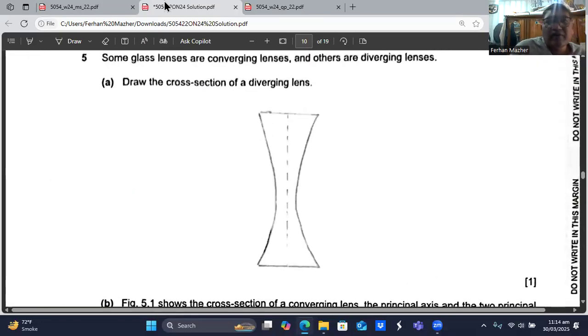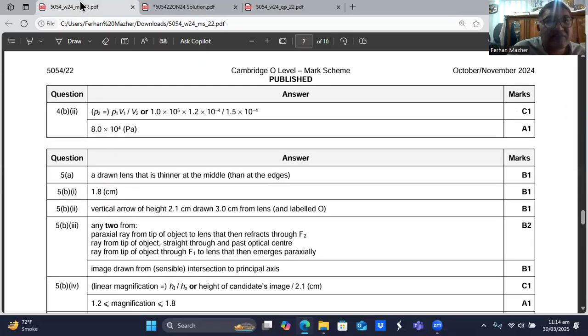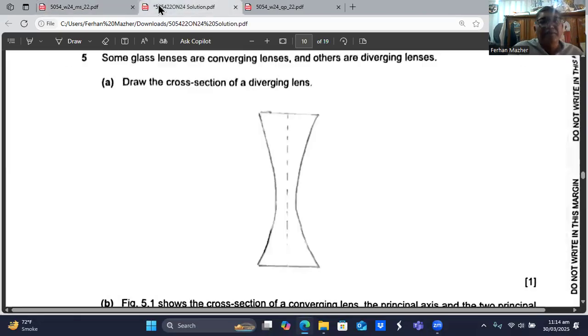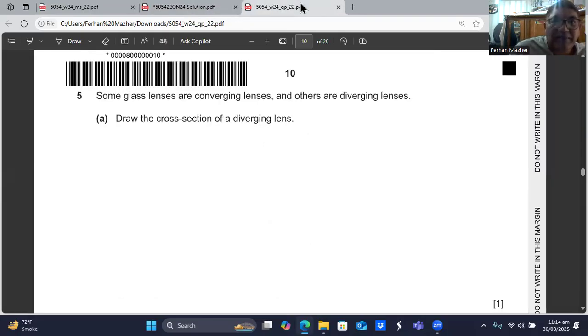So, okay, here we go. This is a concave lens. This is a diverging lens. In the center, it is thin, and on the ends, it is thick. So this is a diverging lens. Draw a lens that is thinner in the middle than at the edges. Okay, so that was question number 5, A part.